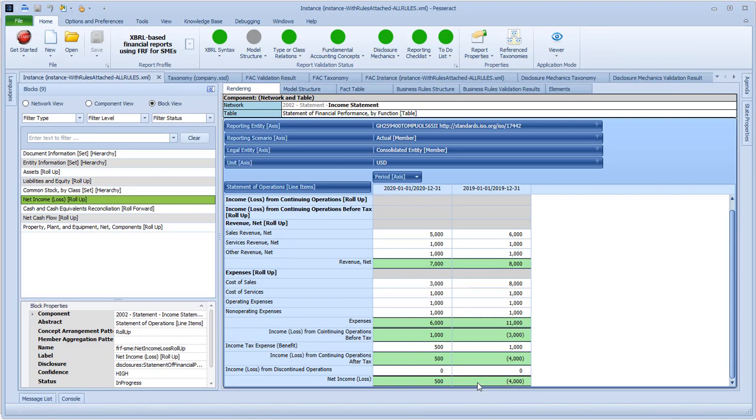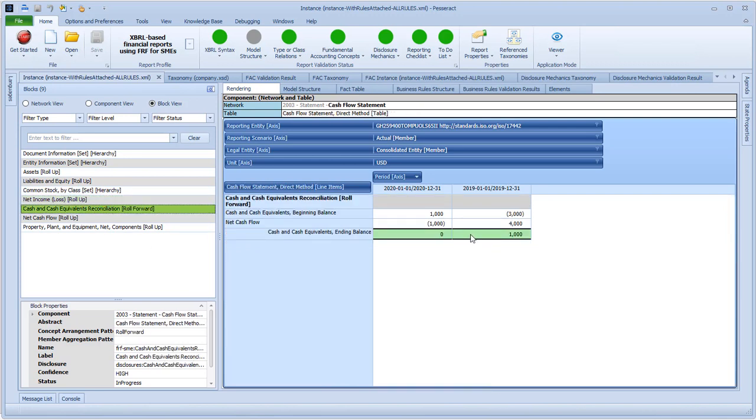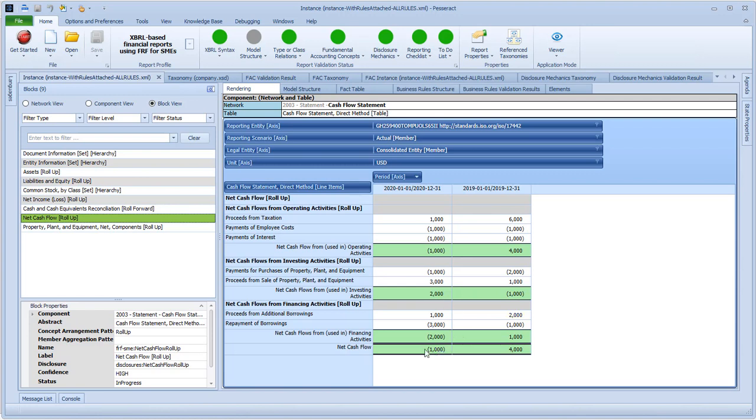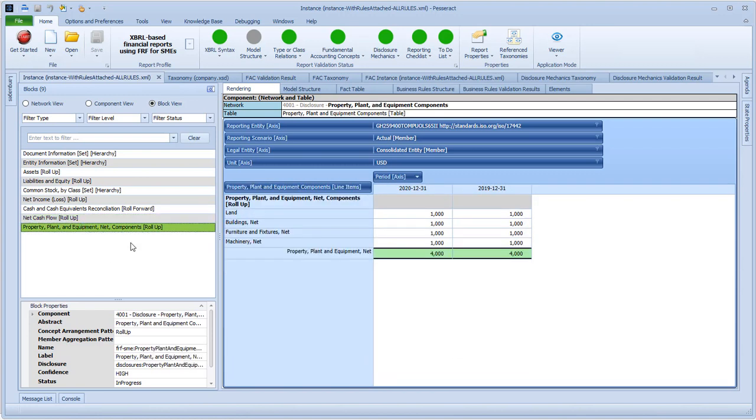All the roll-ups of the income statement are correct. The roll forward of cash and cash equivalents is correct. The roll up of net cash flow is correct. And the roll up of property, plant, and equipment subclassifications are correct. So all the mathematical rules are correct.